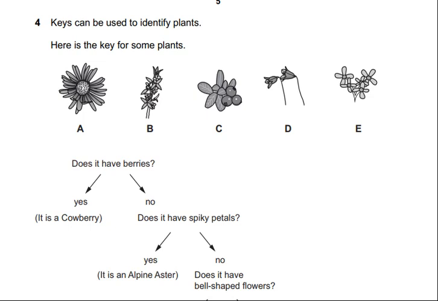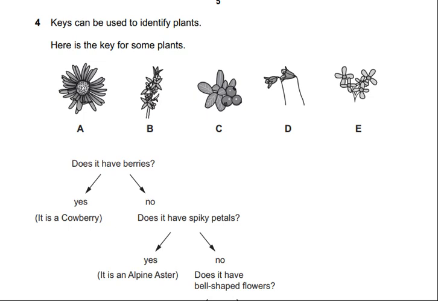But what do we need to do? We need to start with the first plant, plant A. We need to read the questions one by one. Then we can identify the first one, A. So now we will start with plant A. Let's read the first question.